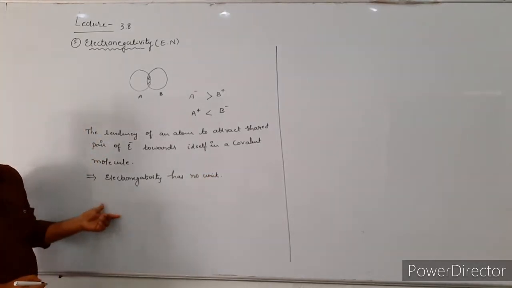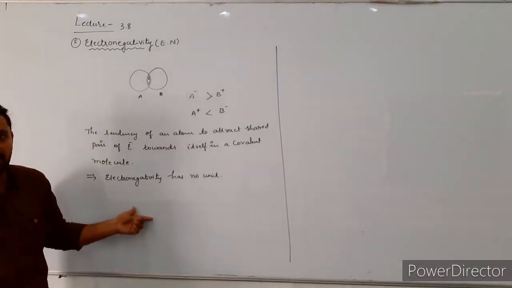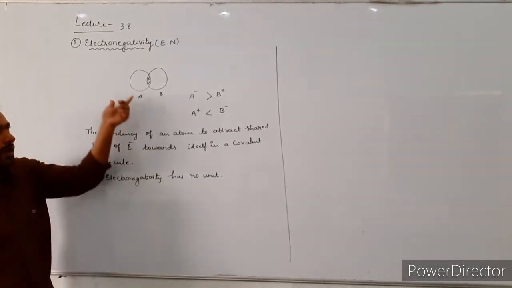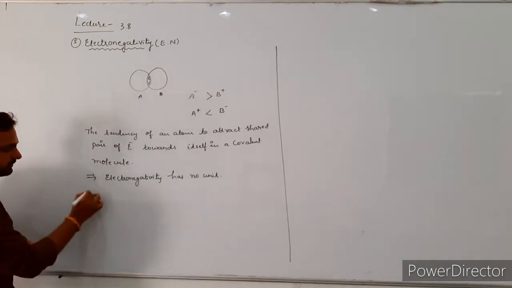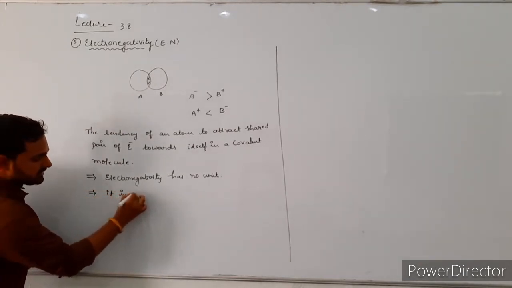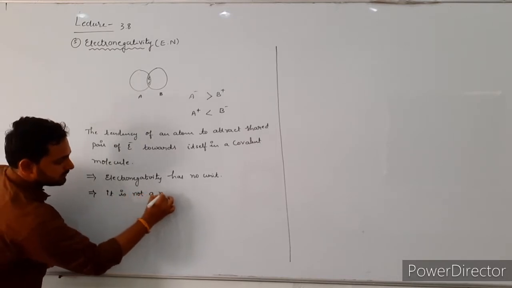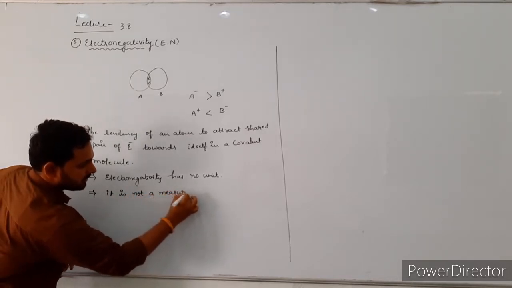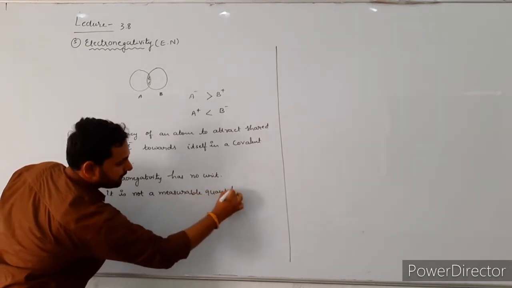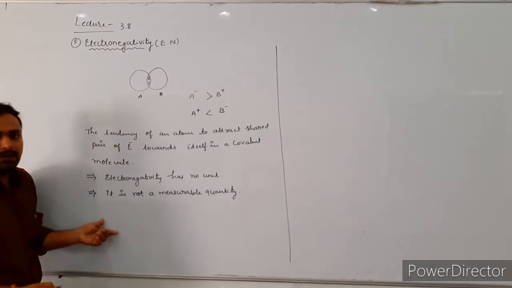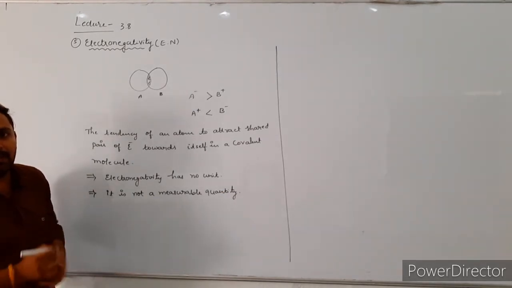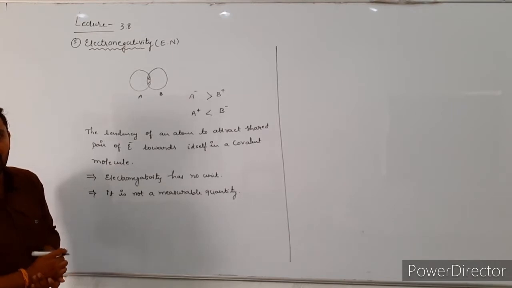And electronegativity is not a measurable quantity like ionization energy or electron gain enthalpy. Why? Because the electronegativity values are not constant. It varies. It depends upon the element to which it is bonded.